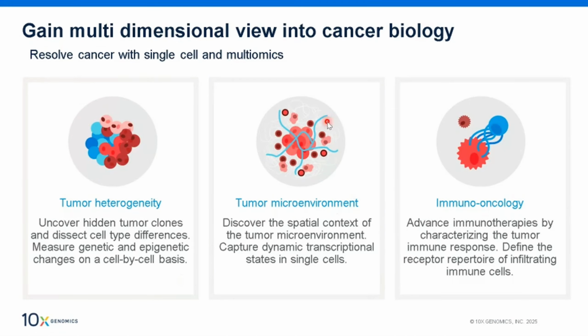Next up, we can see how the tumor cells interact with the normal cells, the blood cells and all that, and even the immune cells. Therefore, we can study the tumor microenvironment. It allows us to discover the spatial context of the tumor microenvironment and capture dynamic transcriptional states in a single cell. Next up, we can see how immune cells interact with them, so we have immuno-oncology: advancing immunotherapy by characterizing the tumor immune response and defining the receptor repertoire of the infiltrating immune cells.